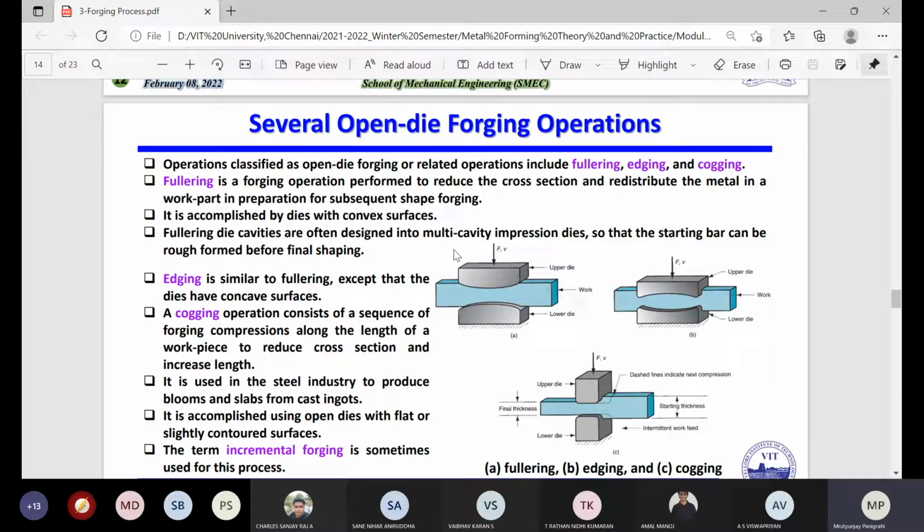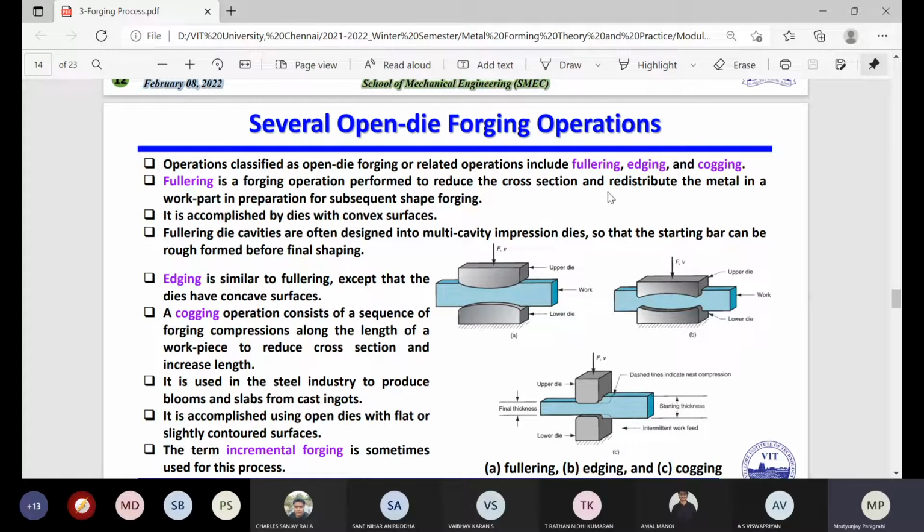Here you can see the first schematic diagram is based on fullering, the second one, part B, is known as edging, and the third part is cogging. Almost everywhere there is a little difference in the die, but normally we use a constant die at the bottom and a moving die on top in the forging operation. For fullering, I put just one definition here: fullering is a forging operation performed to reduce the cross section.